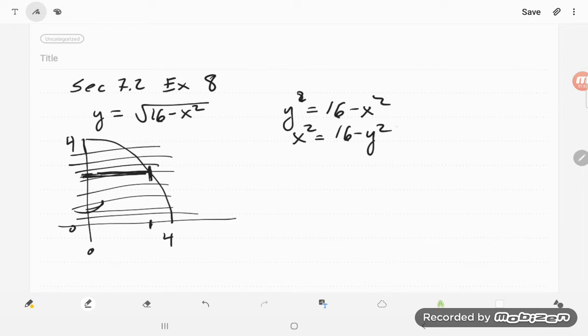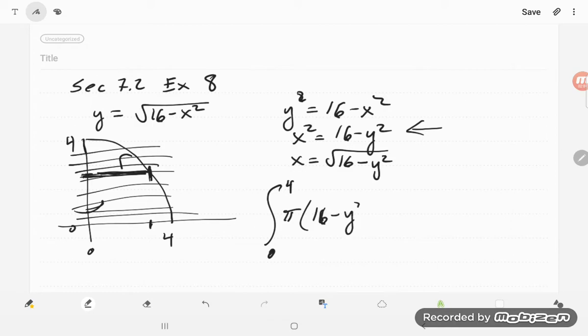Now we could take the square root here, but actually this is a case where we don't really need to, because remember this is r, and we need pi r squared. So when we square that square root, we just get back to the x squared anyway. So we want an integral that goes from y equals 0 to 4 of pi times 16 minus y squared dy.